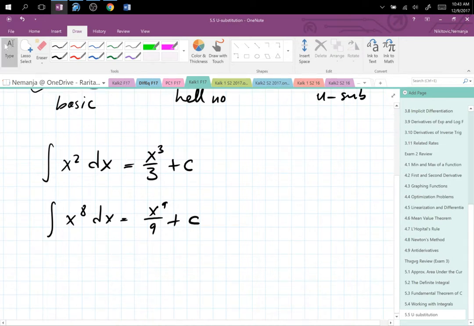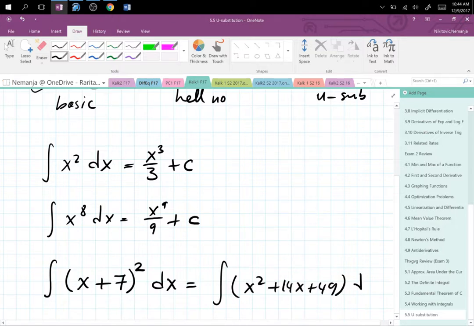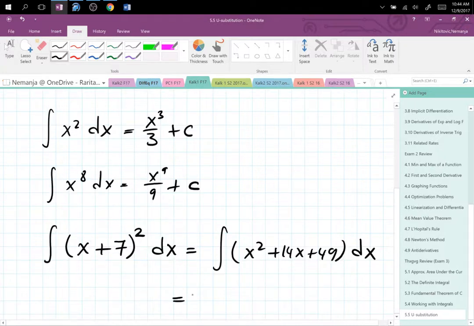Now, what I'm going to do is change this x into x plus 7 squared dx. Now you know how to solve this. You can FOIL, you can get that good old x squared plus 14x plus 49 dx, and then integrate. You get x cubed over 3 plus 7x squared plus 49x plus c.